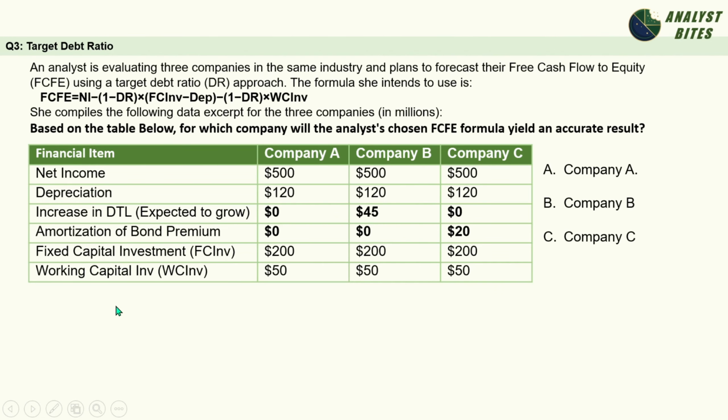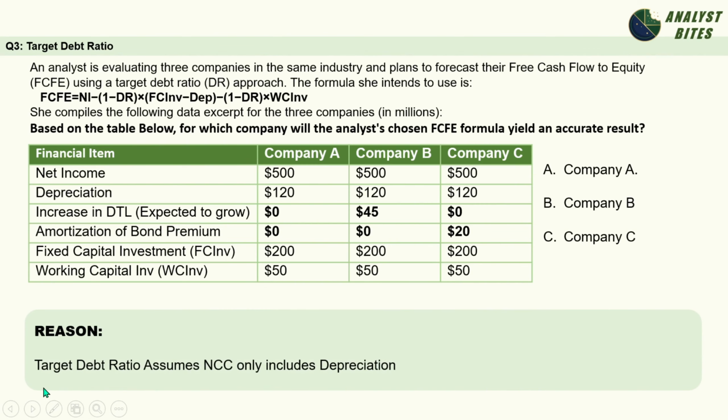The question asks, based on the table, which company can actually use this formula? The breakthrough is in the formula itself. Look closely. It starts with net income, but in all those deductions, the only non-cash charge you see is an isolated depreciation. This exposes the formula's fatal flaw. This formula only works if a company's NCC is strictly limited to depreciation. If there are other non-cash items, the formula breaks down.